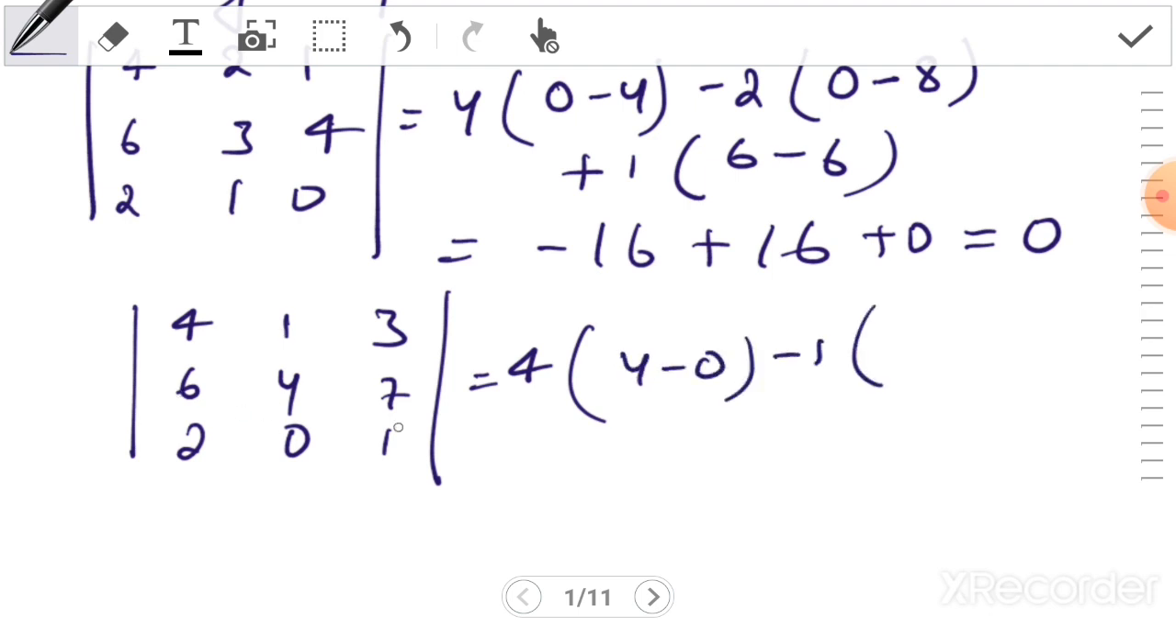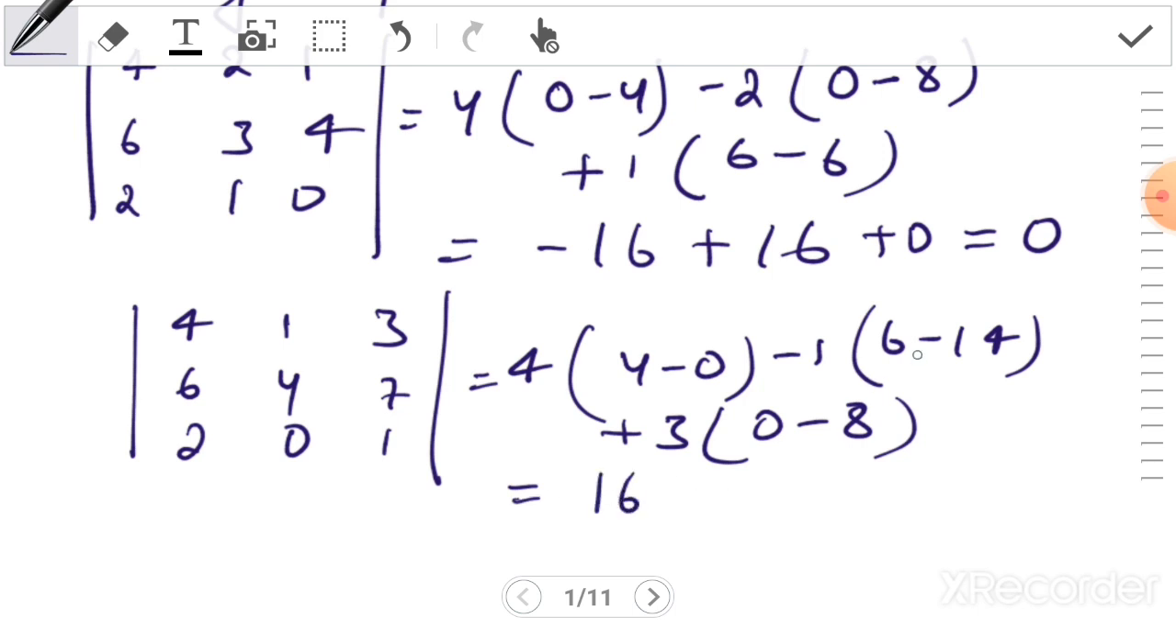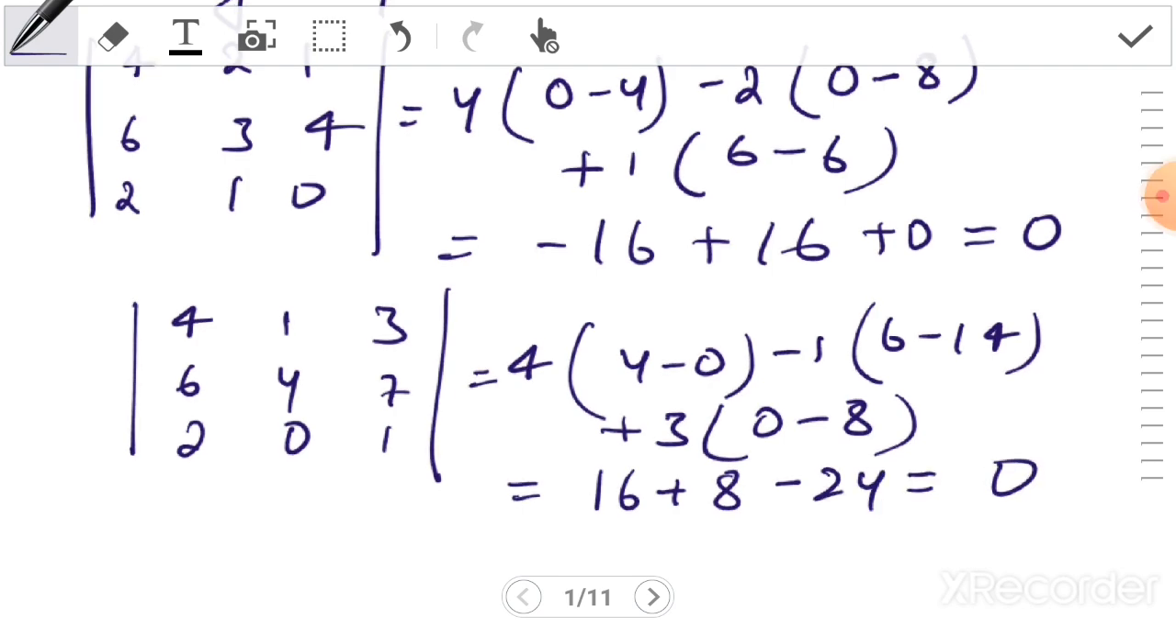So 6 minus 14 plus 3, 0 minus 8, 16, so minus of minus 8 plus 8 and minus 24, 0.